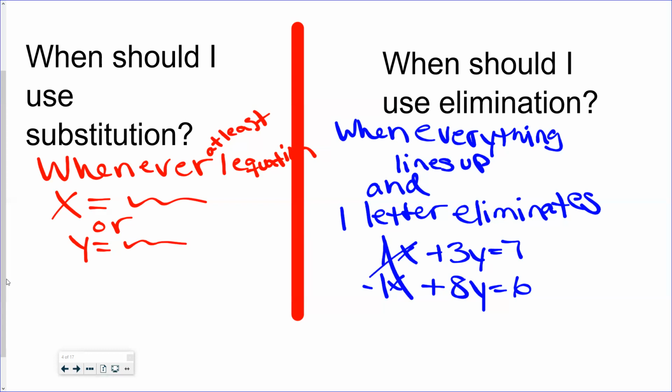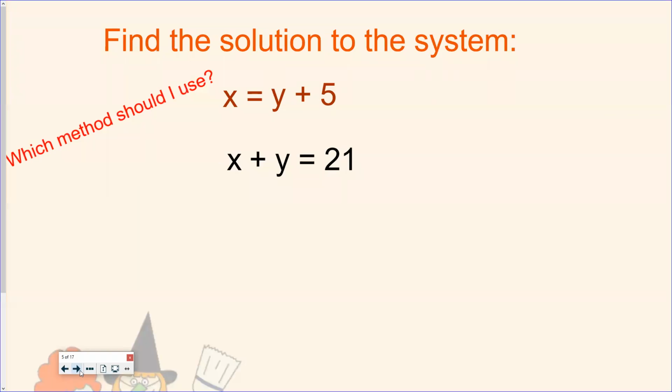So there's two examples explaining how to use substitution or elimination if you forgot from yesterday. All right, so today our main focus is to just practice. When should we use one method? When should we use the other? Which one's best? So that's what I'm focusing on in this video.